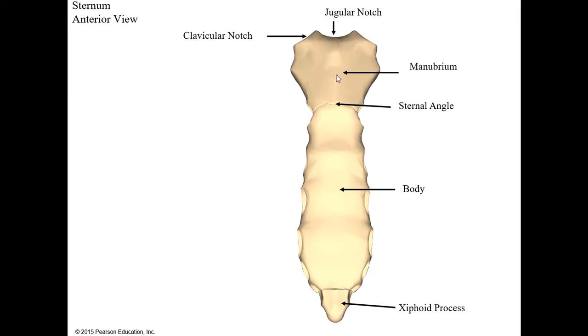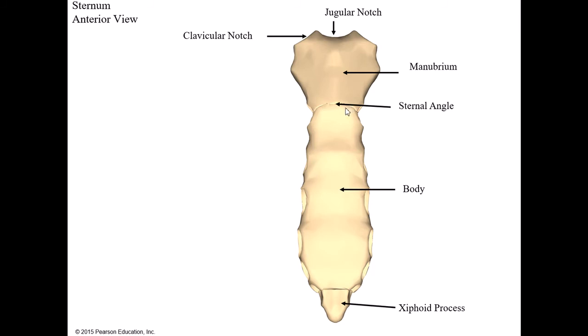Now, the manubrium here is going to articulate with the body. So this part right here, this long part, most of the sternum, is the body. The articulation is an elevated area. You could actually feel it on you. This is called the sternal angle.